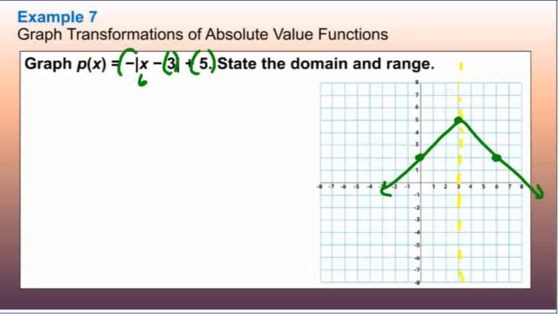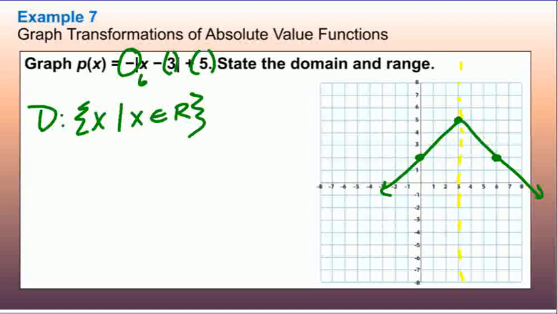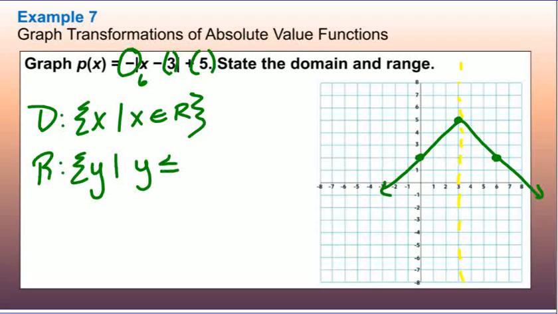You'll notice that it opens downward. Why does it open downward? Because there's a negative sign in the front. Now it states the domain and range. So the domain, x such that x would actually be all real numbers. So I can just say x is an element of the reals, or you can just say x is all real numbers. The range, y is such that y is less than or equal to 5. It never goes above 5. It stays at 5 and goes below 5.